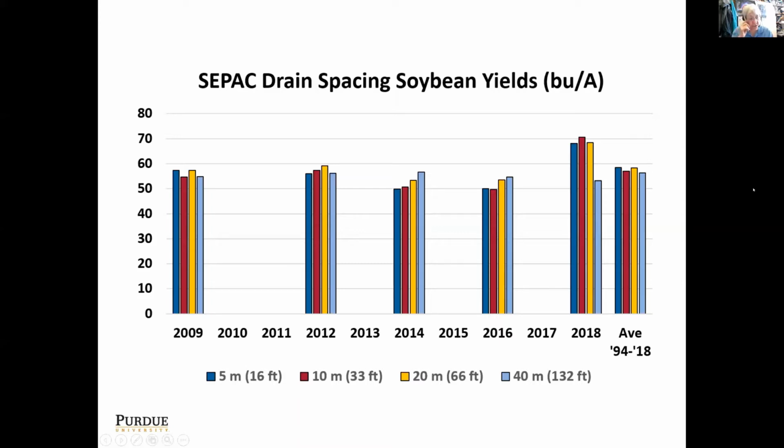Soybean yields on this particular field, we actually didn't see any consistent differences. If you look here at this right-hand set of bars, the average of all the soybean years from 94 to 18, which was about 10 years, very little difference, no statistical difference in soybean yield for all the spacings. This shows some of those years, and you can see that in 2018, it happened that the undrained control was much lower than the 3 drainage treatments. But in other years, you can see that the undrained control was actually a little higher than all the drainage treatments. And on average, we basically did not see any significant difference for soybeans.